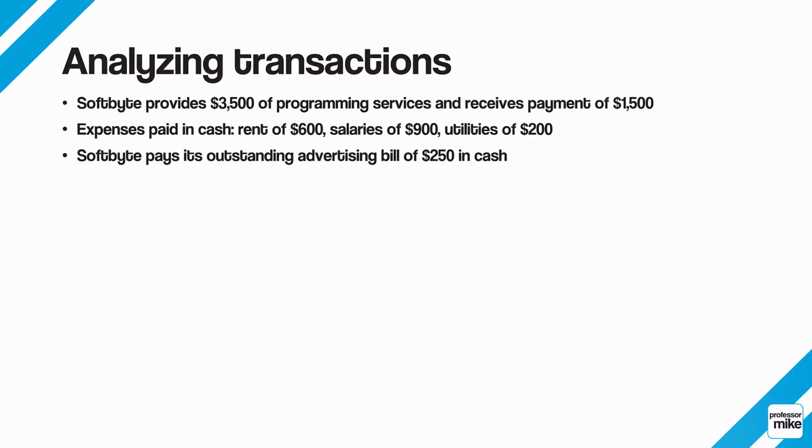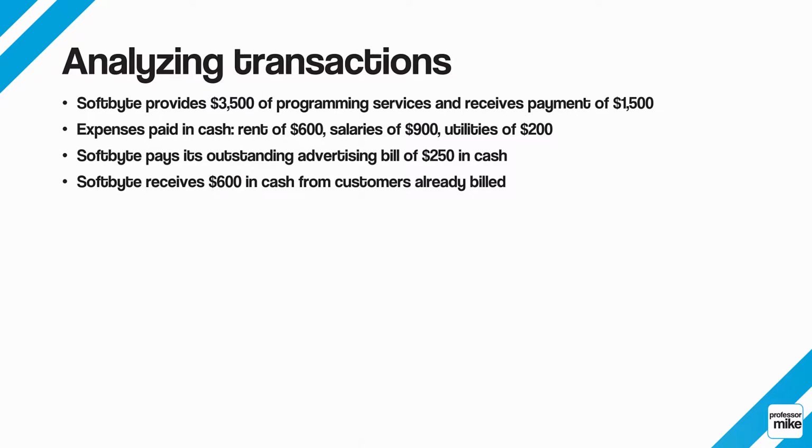Next up, SoftBite pays its outstanding advertising bill of $250 in cash. So that was the bill that they had owed before. It was payable. Now it's paid. So they're going to pay it in cash, which means cash is going to go down. But what else is going to go down? Well, we had an account that was payable. Once it's paid, we should probably get rid of that. And that's what we do. So accounts payable is also going to go down. Cash goes down and accounts payable goes down.